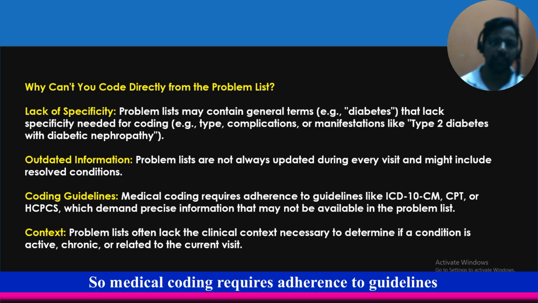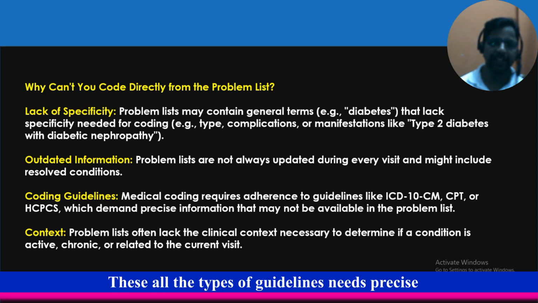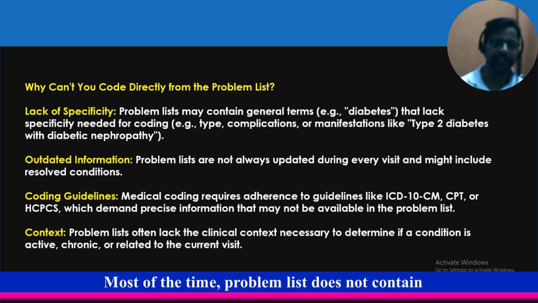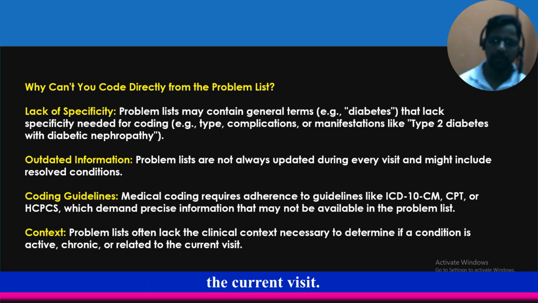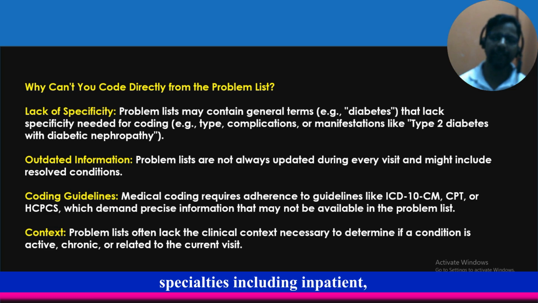Coding guidelines. Medical coding requires adherence to guidelines like ICD-10-CM, CPT or HCPCS. All these types of guidelines need precise information, which is not available from the problem list. Next, context. Most of the time, the problem list does not contain clinical context related to the condition, where you can't find whether it is active, chronic or related to the current visit. Mostly you can see these problem lists in all coding specialties including inpatient, outpatient, SDS, CDI and cancer registries.